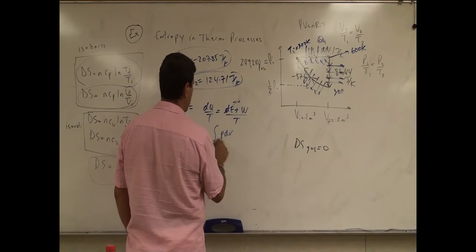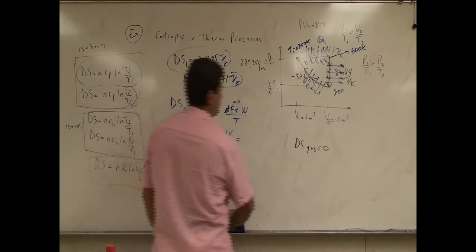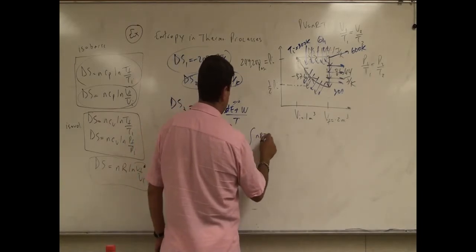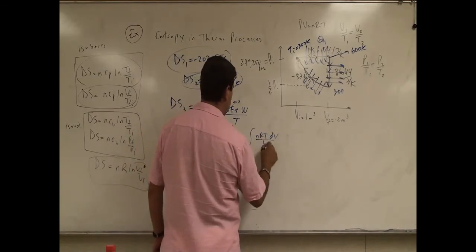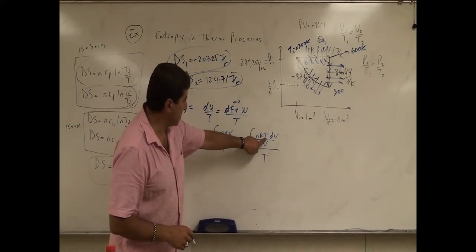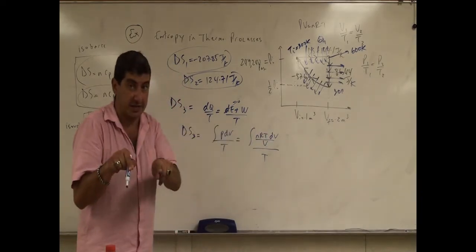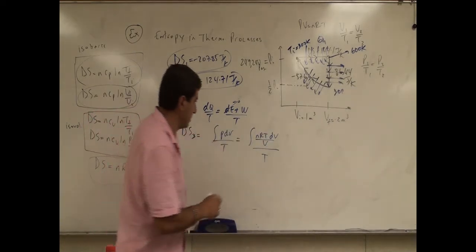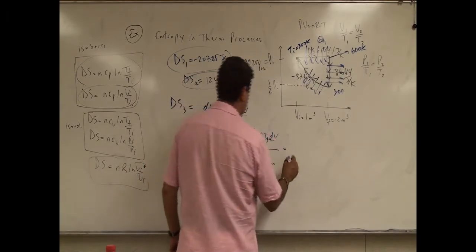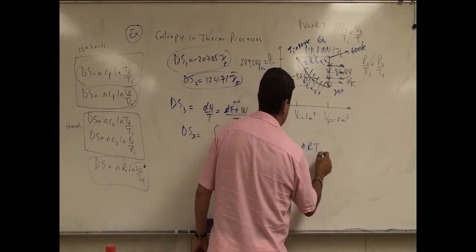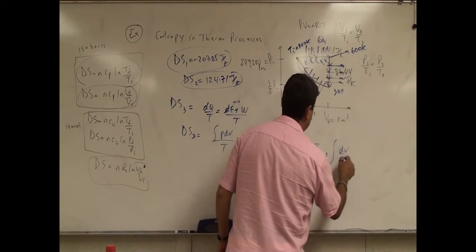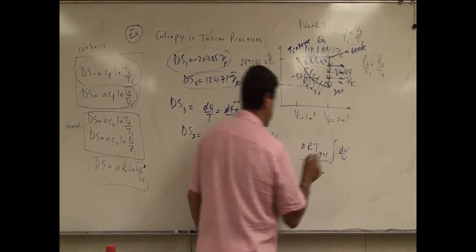Integral PdV over T, right? And then the integral PdV is equal to nRT dV over V, over T, right? So now this T over here is the temperature of the gas, and this is the temperature of the environment. So this is the gas temperature, this is the environment temperature. So the equation is going to be nRT gas, and then you're going to do the integral dV over V, over T environment.